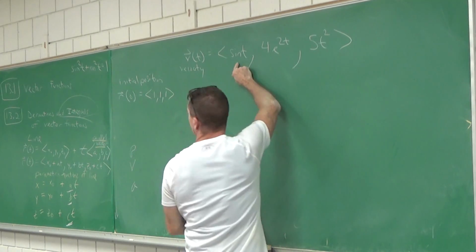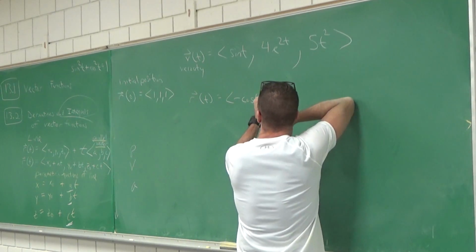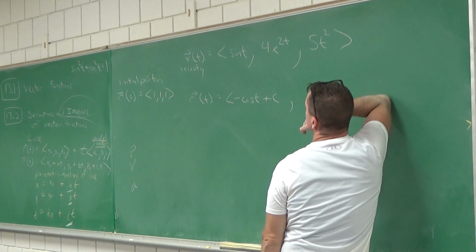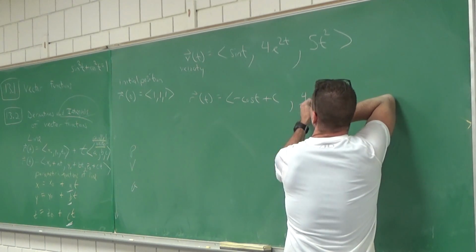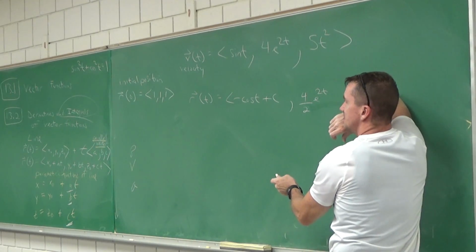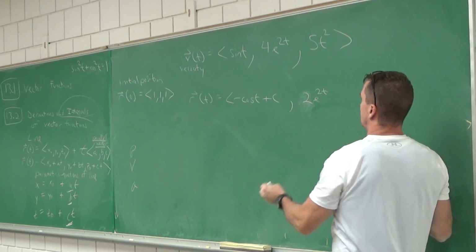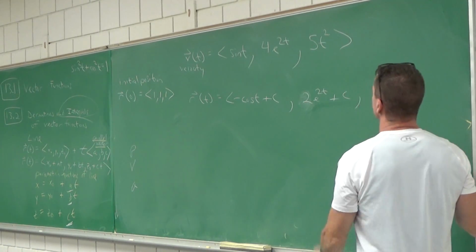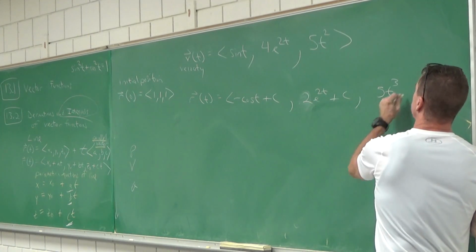Ready? What's the integral of sine? Negative cosine t plus c. What's the integral of 4e to the 2t? Good job, everyone. What he did was divide by 2, because it wasn't a derivative, it was an integral, which became 2e to the 2t. He actually did a u-sub, if you think about it. Plus constant, and what's that integral? 5t cubed over 3 plus a constant.